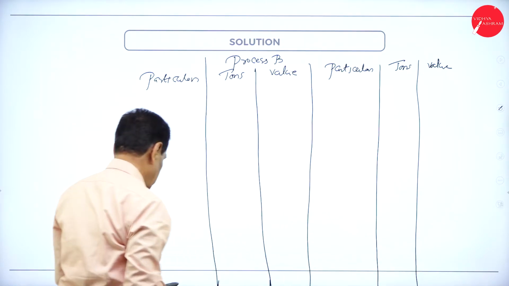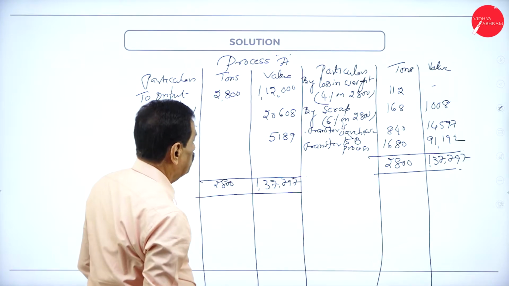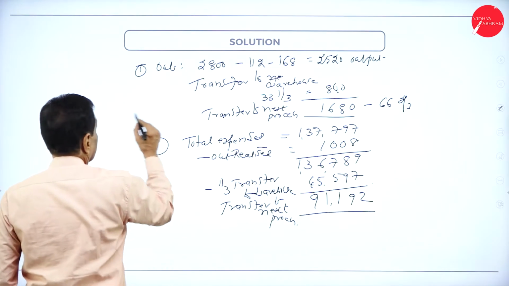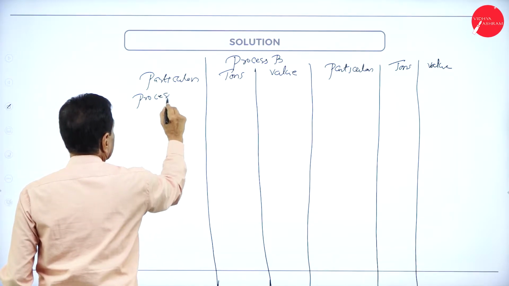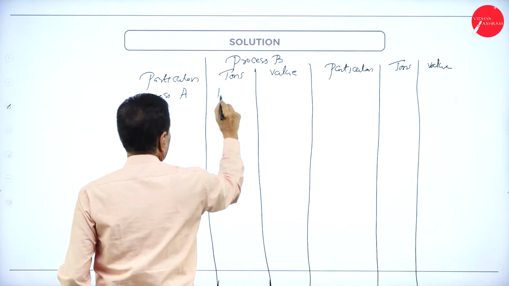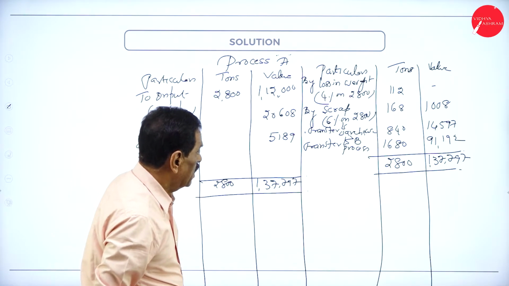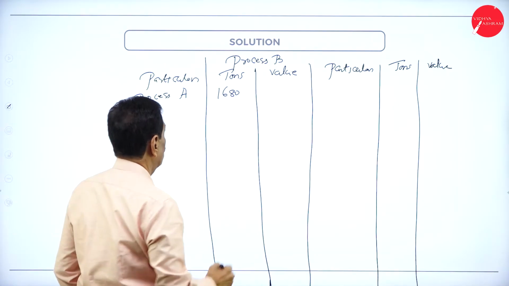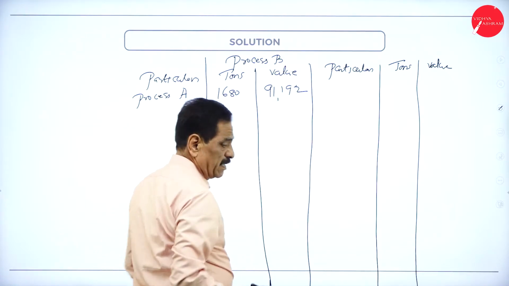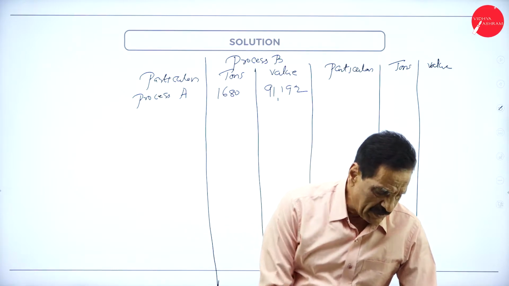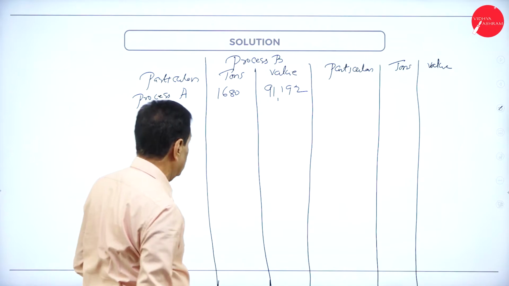Give the transfer entry from the last process. Process A, transfer 1,680 tons, 91,192. This is your transfer entry. Now, we'll have the questions now.